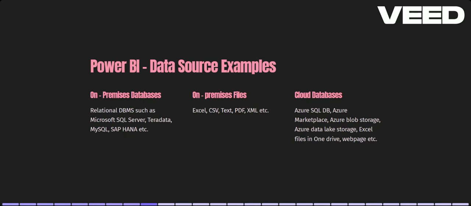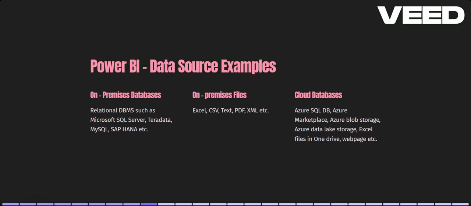So let's see in detail what data sources we have in Power BI. We have two types of data sources. One is on-premises data sources, and another is cloud databases. In on-premises, we have databases and also files. On-premises is nothing but system files or system databases, like relational databases in the systems such as Microsoft SQL Server, Teradata, MySQL, SAP HANA, etc. On-premises files are files like Excel, CSV, text files, PDF, or XML, so all the files which we have in a system.